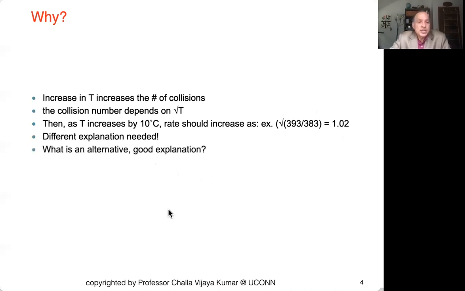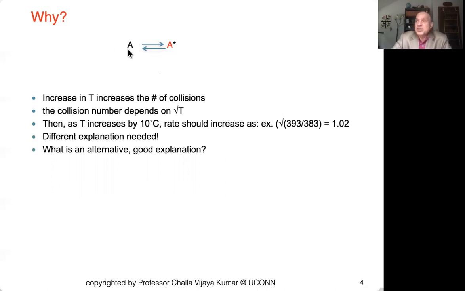And so a different explanation. What is the alternative? A good explanation. There's also an alternative, and it is like this: A is in equilibrium with A star. So now we introduce a really important concept here, and this concept is so widely used. You could say it's a universal concept, and I will explain in more detail why we say universal.